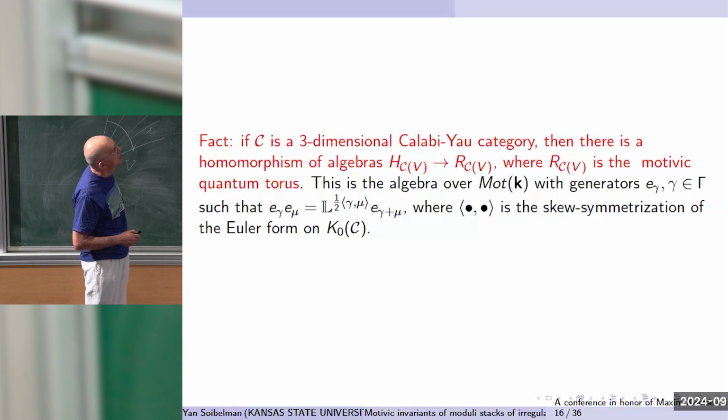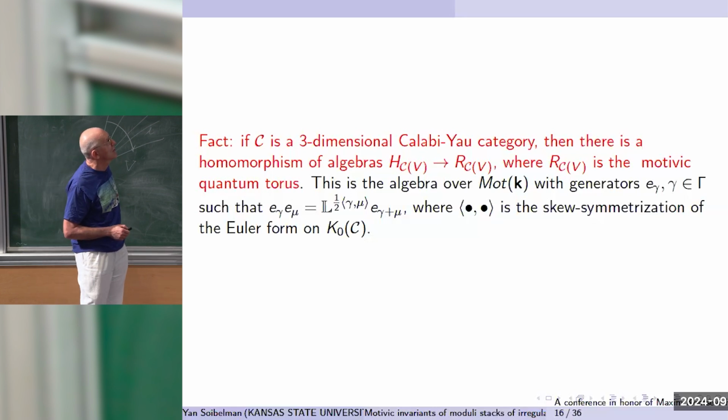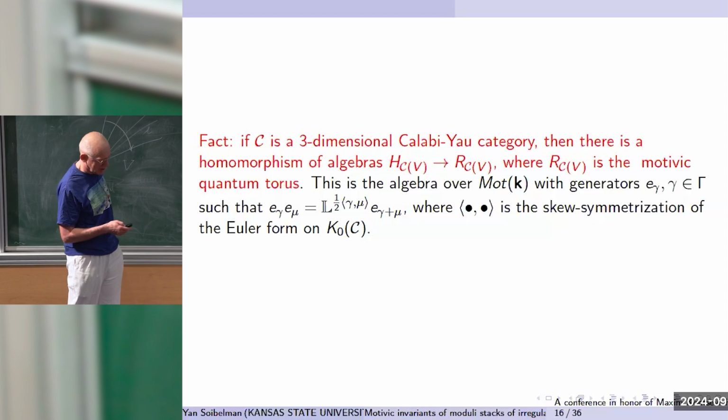Now, the pairing is a skew-symmetrized Euler form. Well, for 3-Calabi-Yau, it's just skew-symmetric from the very beginning.